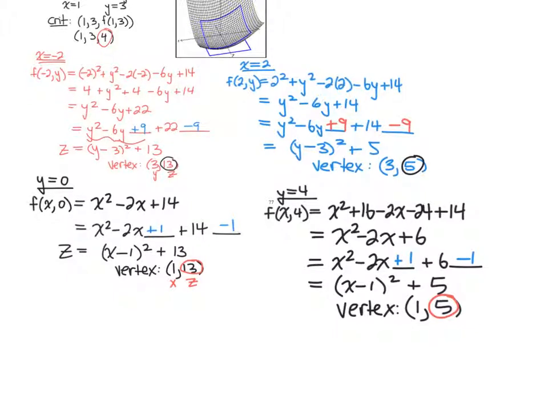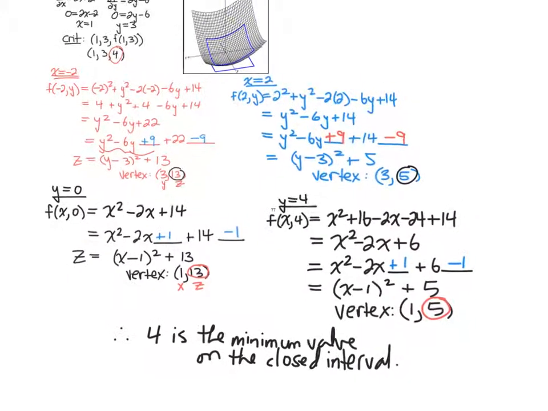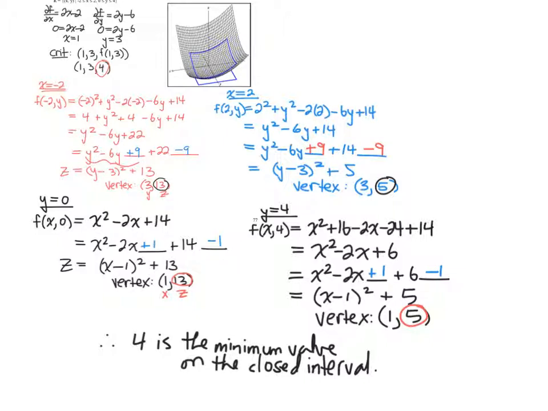All right, so therefore 4 is the minimum value on the closed interval. So would we write that to answer the problem, a critical point 1 comma is the absolute minimum? The absolute minimum would be 4. Oh, yeah, because it's the z value that represents, just like in the xy plane, it's whatever the y value is that represents the absolute max or min. Okay. In this case, it's the z.